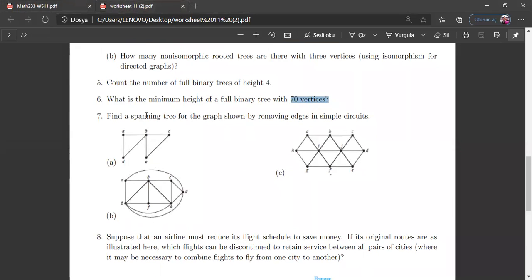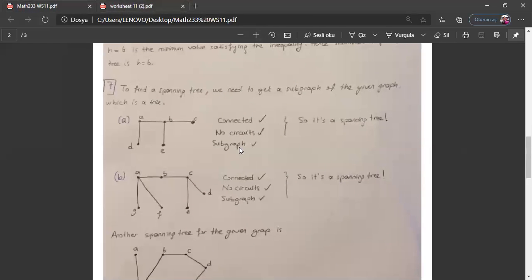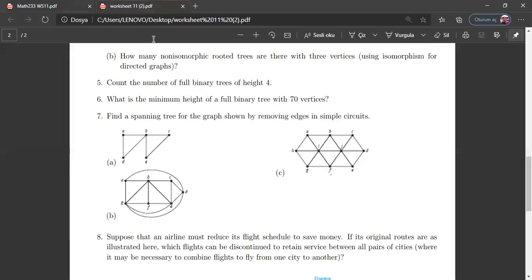Now we will find the spanning tree for the given graphs. We will remove the edges. So here we have, for example, this is one of the spanning trees. It is connected, obviously. So we remove the edges, this one and this one, right?